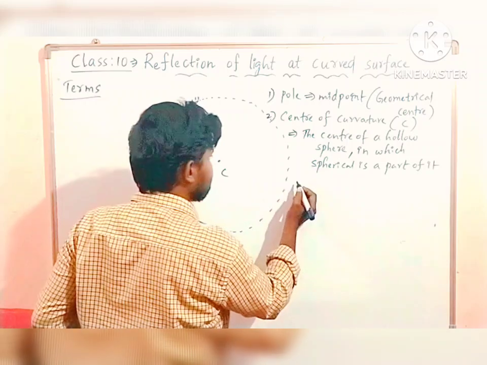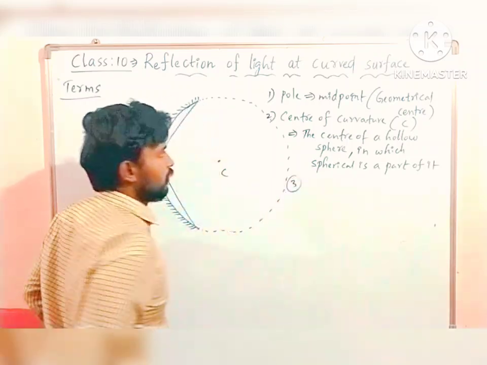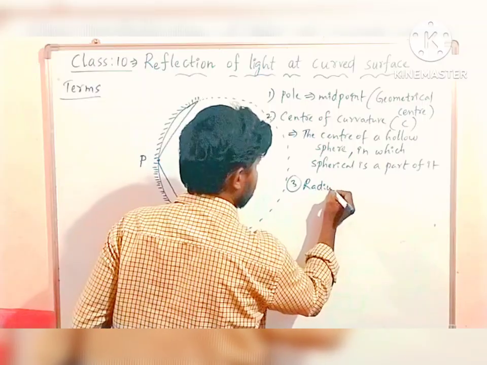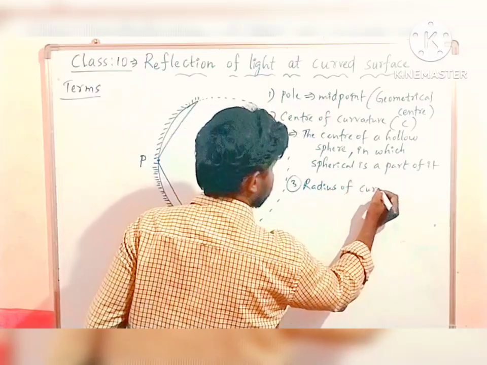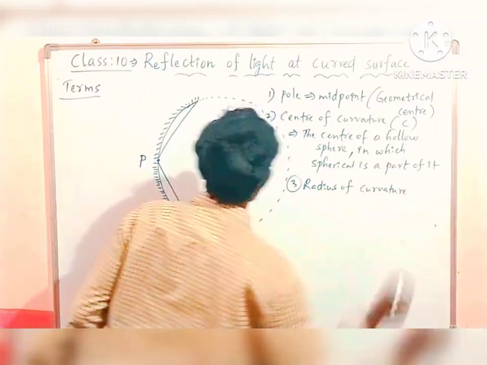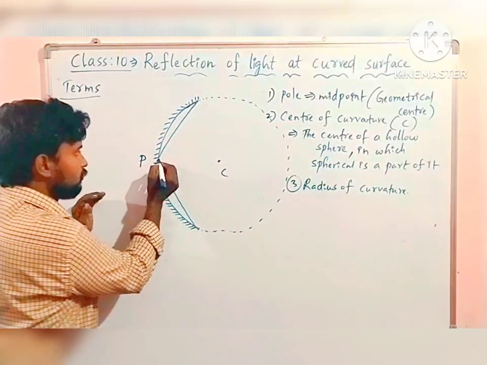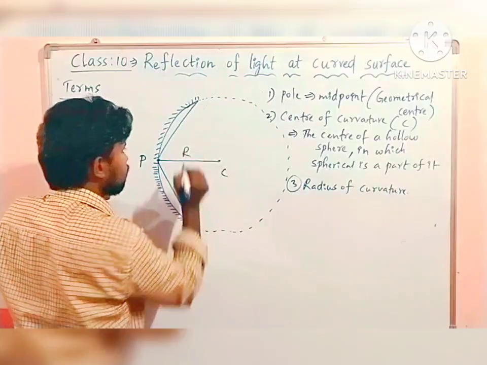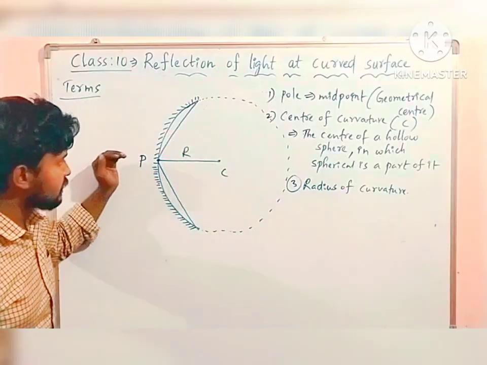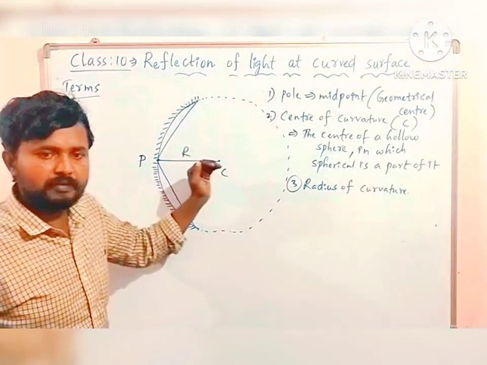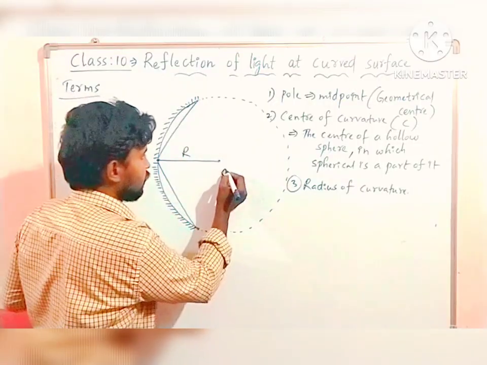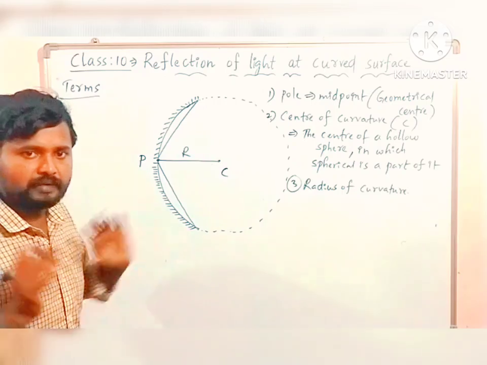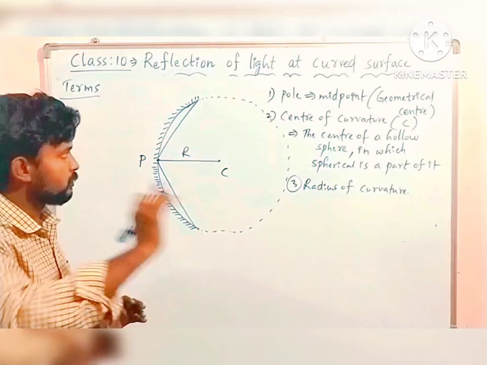Okay, now the third point is, what does radius of curvature mean? Capital R, radius of curvature. The distance from the pole to the center of curvature is called the radius of curvature. Like it is the radius of a hollow sphere.